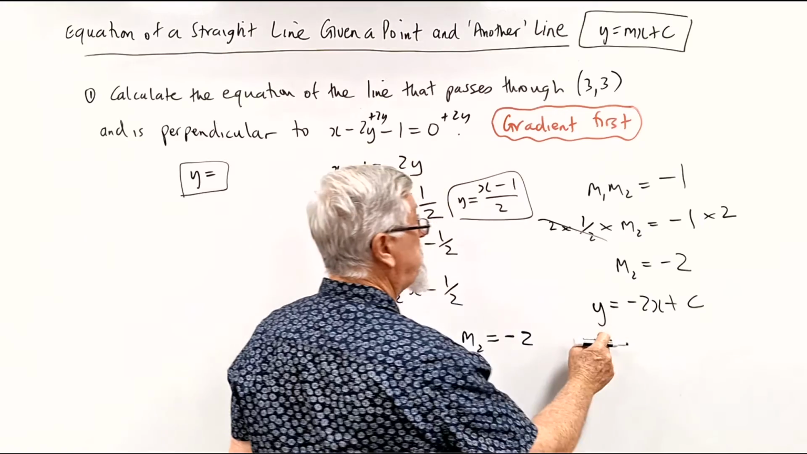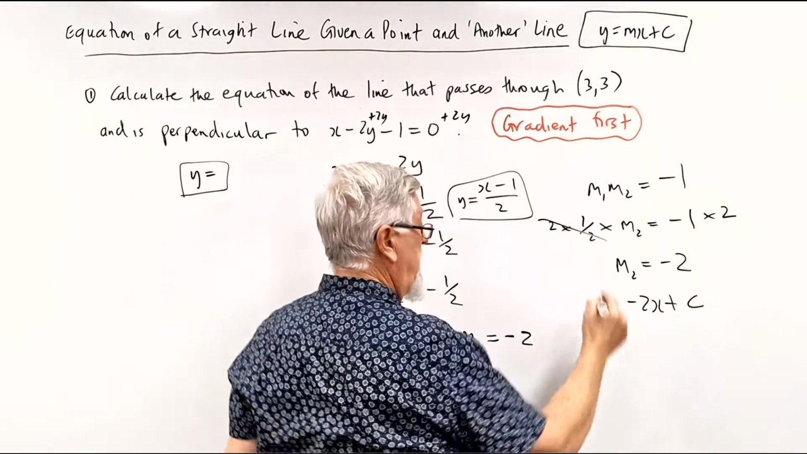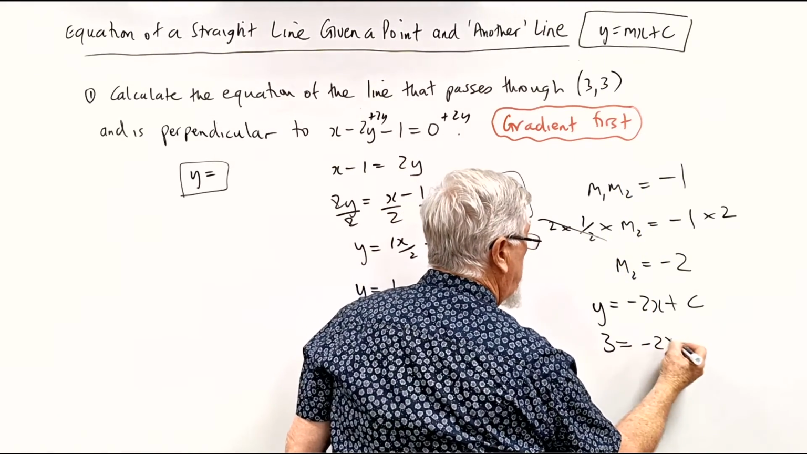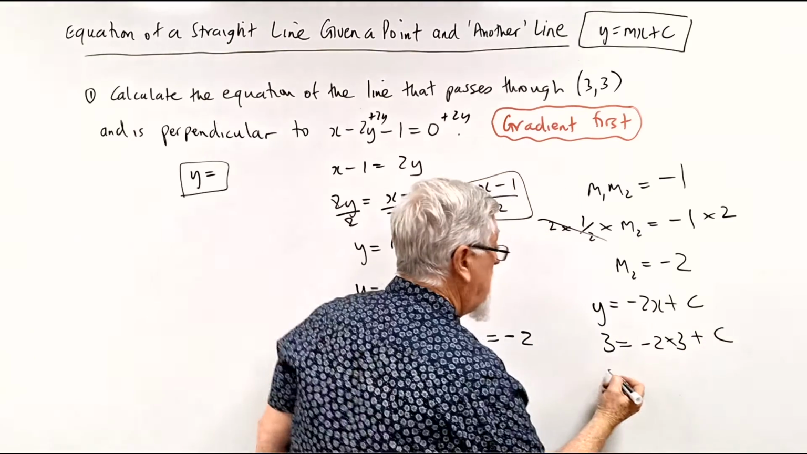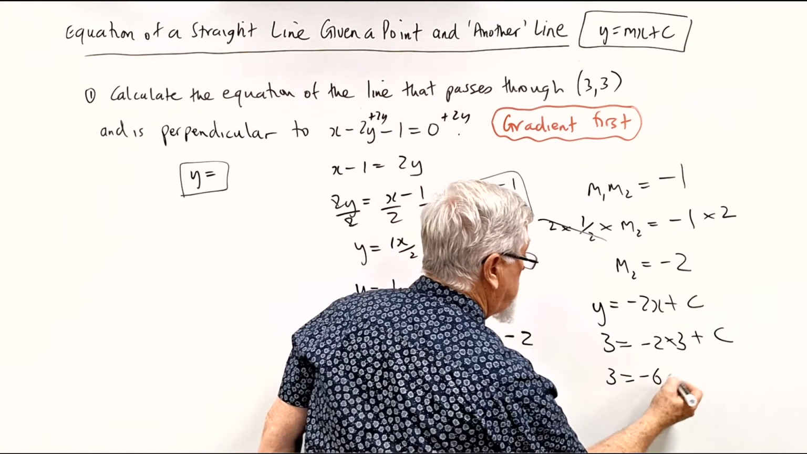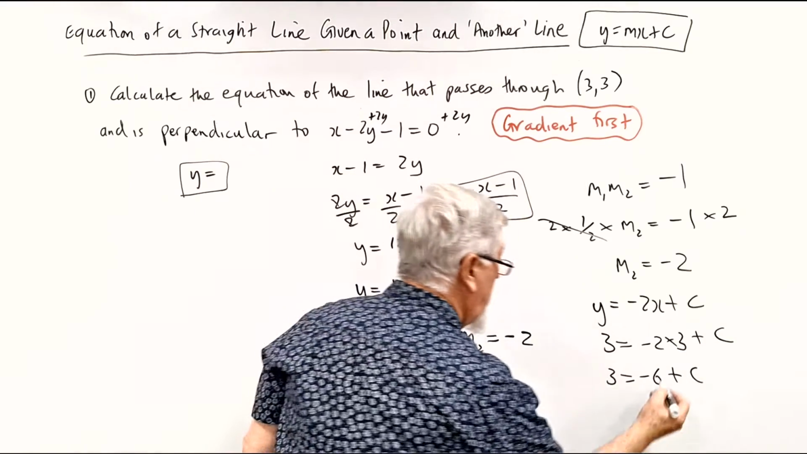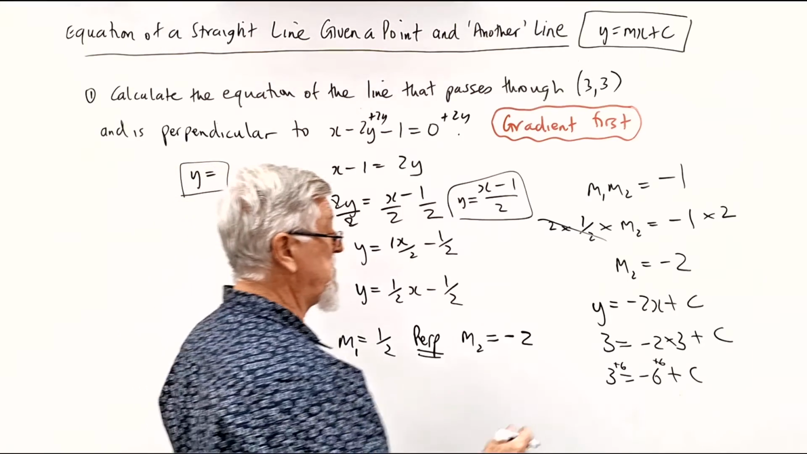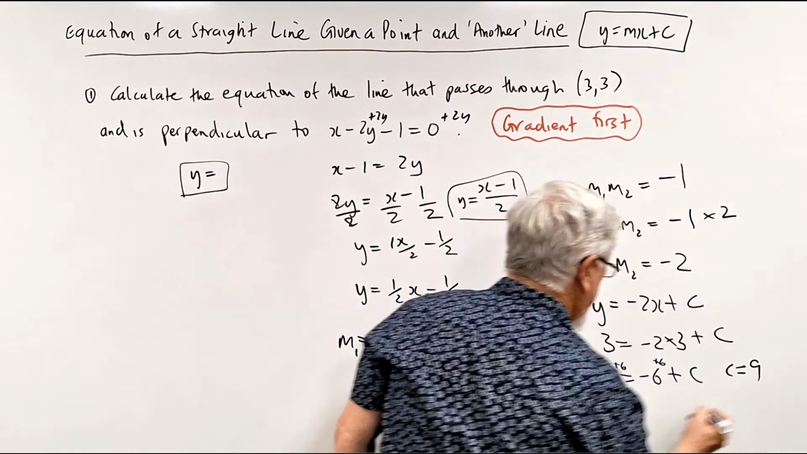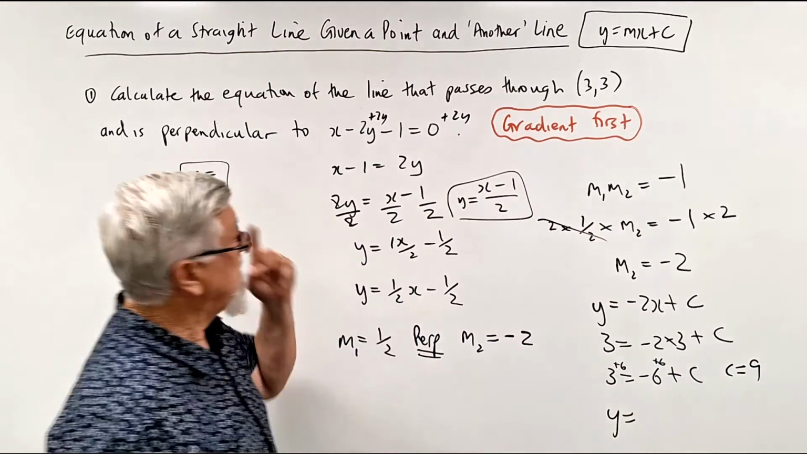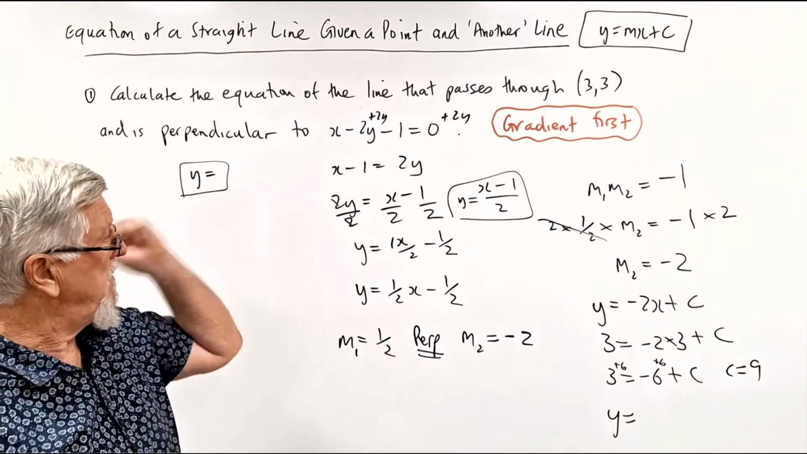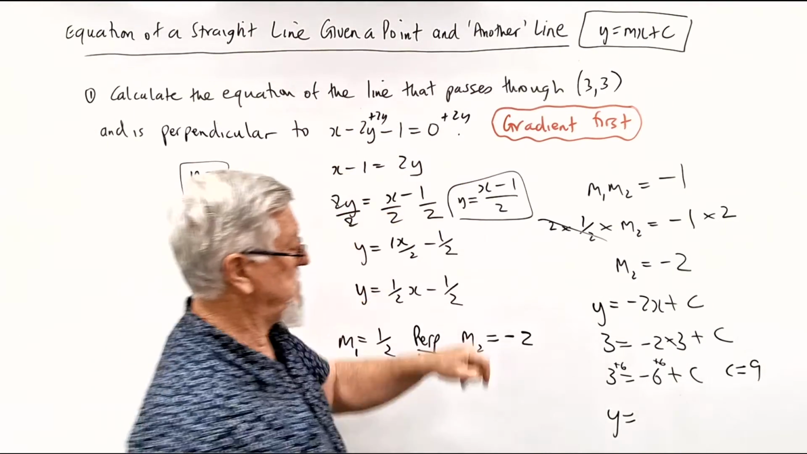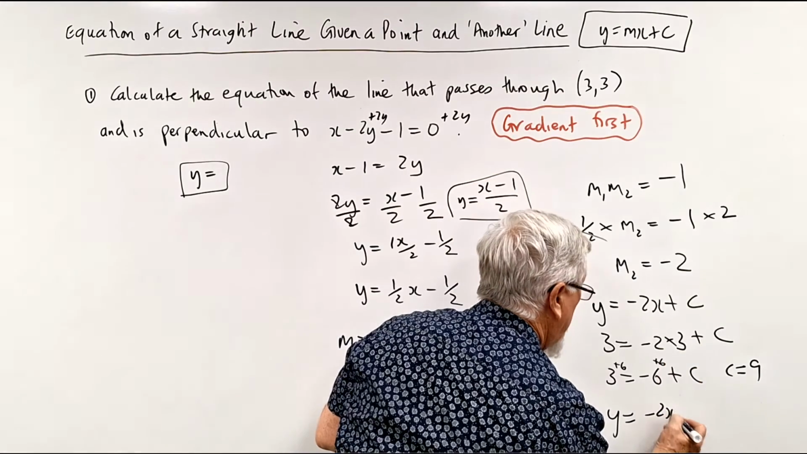So what we're going to substitute is the only point we have, which is 3 and 3. So that'll be a 3, that's minus 2 times 3 plus c. Got 3 equals minus 6 plus c. And if you still have to do it, if you add 6 to that side, you add 6 to that side. And we end up with c being 9. So that means the only possible equation of a line perpendicular to that line that passes through there is y equals minus 2x plus 9.